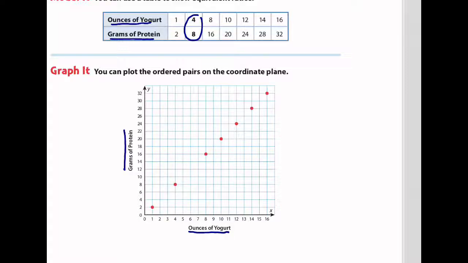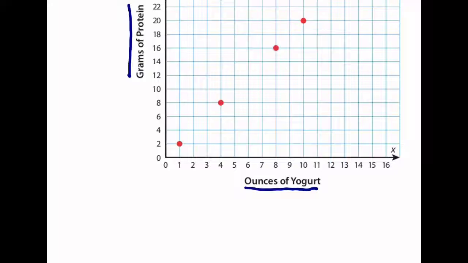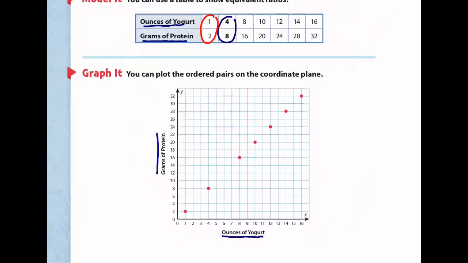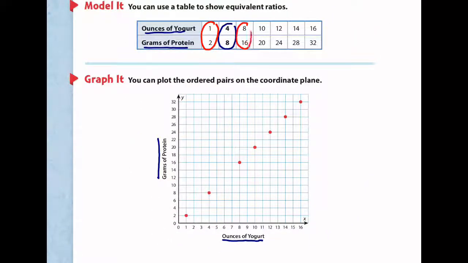And also notice the rest of the ratios. 1 ounce of yogurt to 2 grams of protein. That dot is right here. 1 ounce, 2 grams. Okay? So all of these ratios, equivalent ratios, are actually coordinate pairs. Okay? Think of this instead of 1 to 2 as 1, 2. And you're just graphing it on a coordinate plane. All right, so now, are you ready to go to the next page?